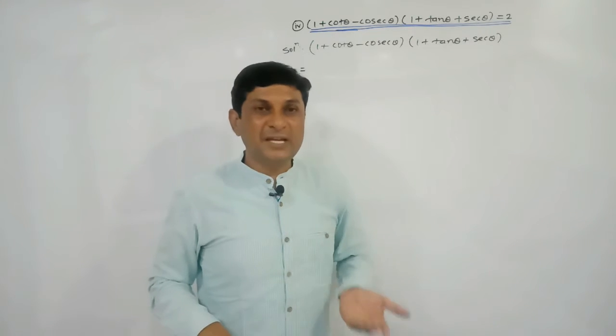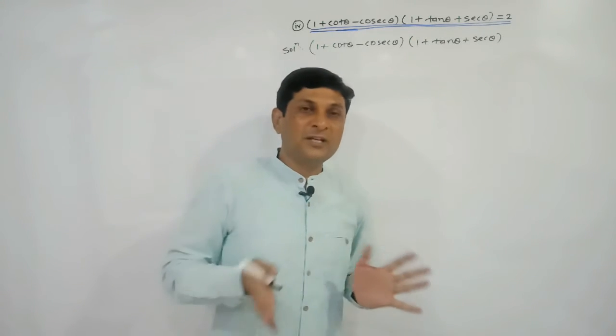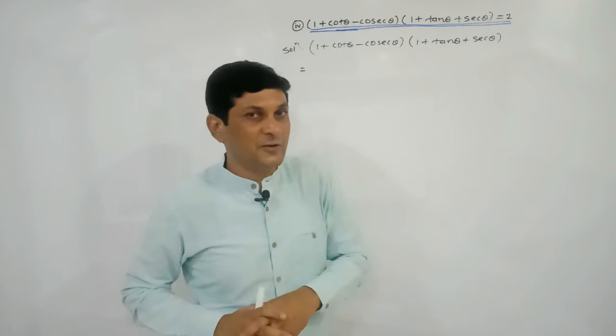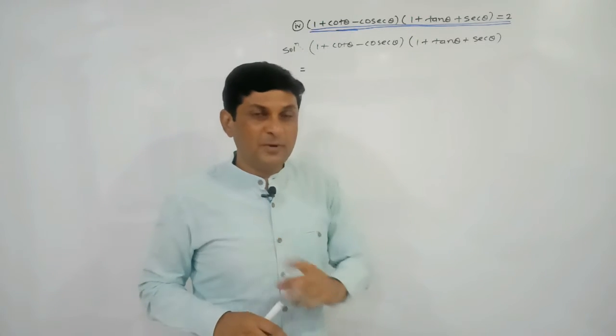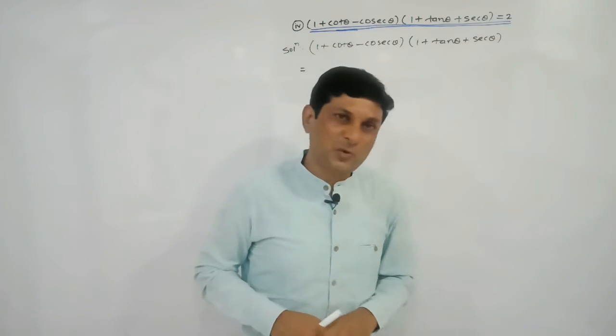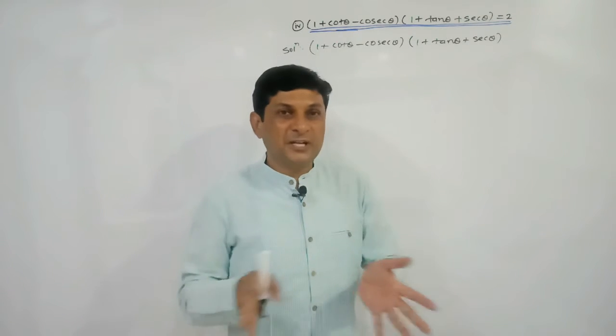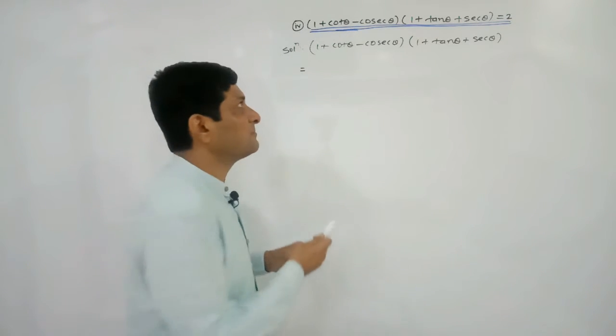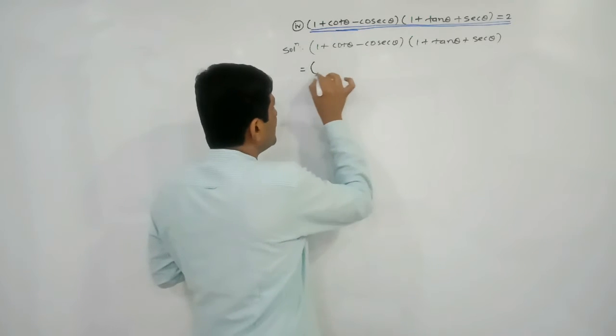Simplification becomes very easy if we are converting this expression in terms of what? Sine and cos, because we know that every trigonometric ratio can be converted in terms of sine and cos, and simplification becomes very easy. That's why I am converting it in terms of sine and cos.